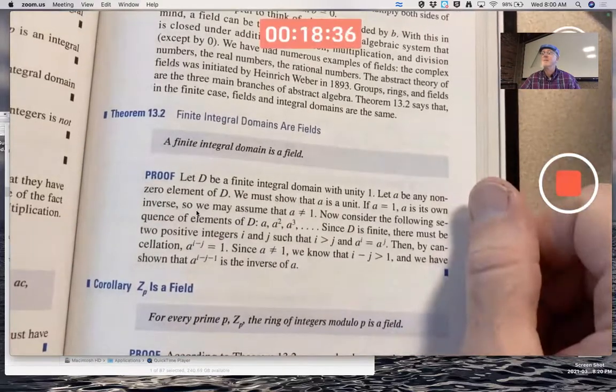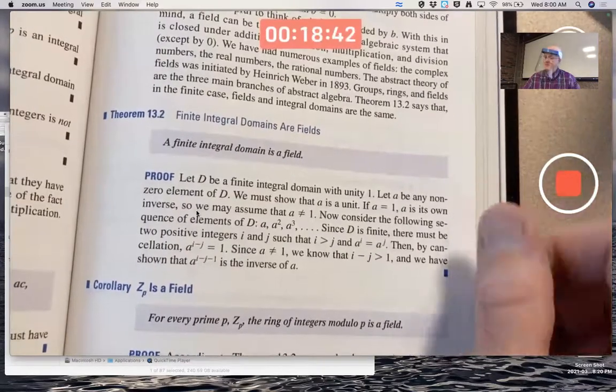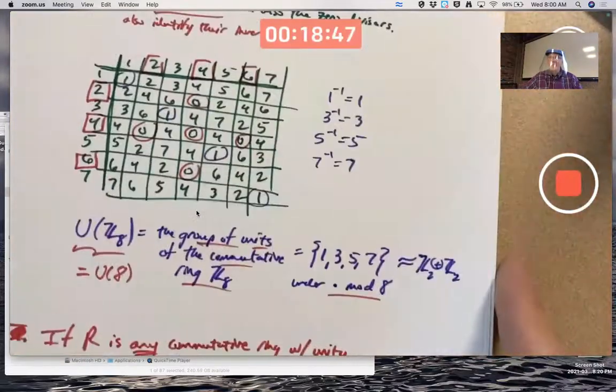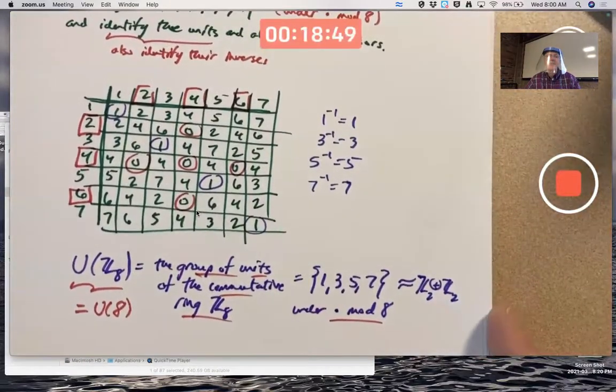So for the zero divisors in this problem, would it be 2, 4, and 6 are all zero divisors? Yep, 2, 4, and 6 are all zero divisors. It wouldn't be that 4 is the only zero divisor. Right. And multiply by 2, 4, or 6. Right.